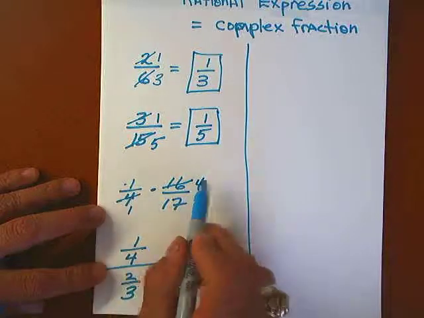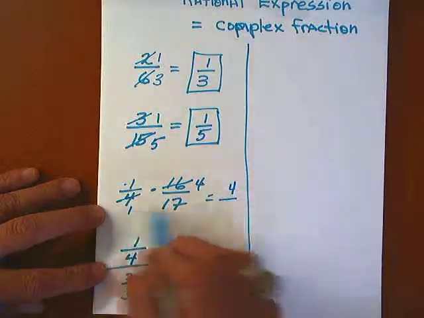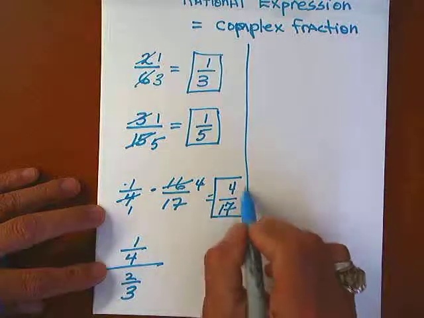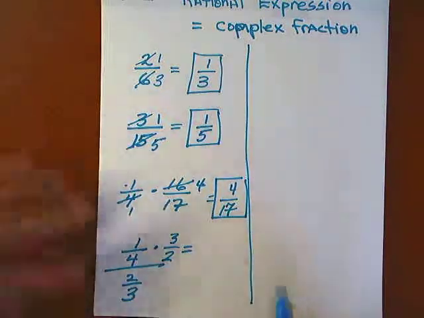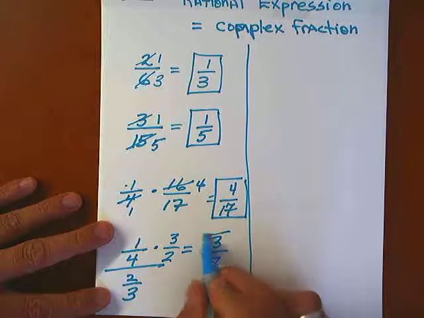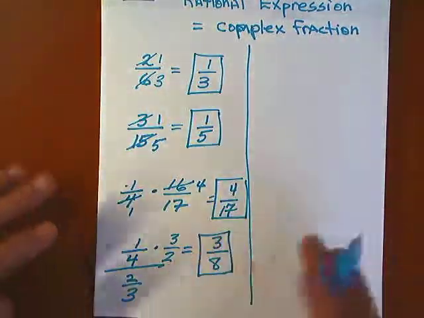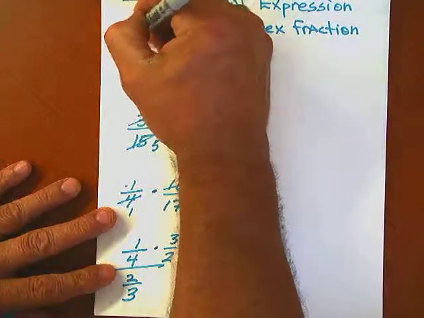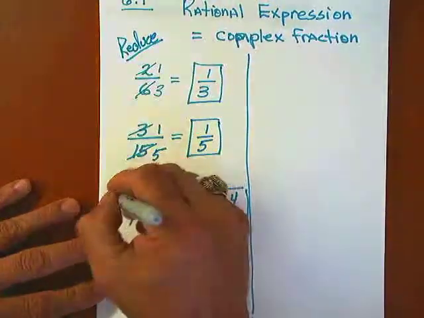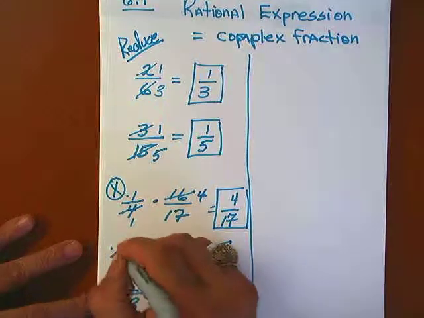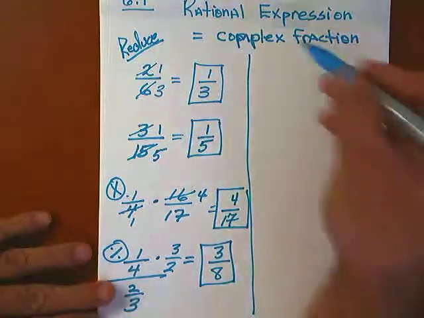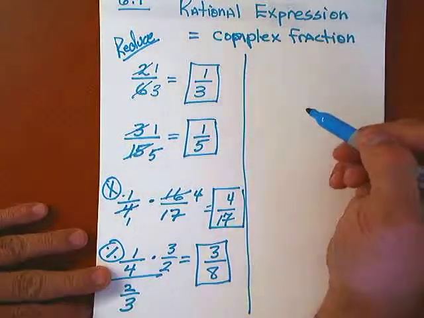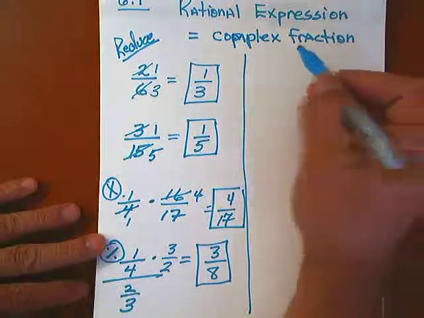Here, 4 will go into 4 one time, 4 will go into 16 4 times. 1 times 4 is 4, and 17 times 1 is 17. And here you multiply by the reciprocal, which is 3/2. And you can't cancel anything, so you just get 3 over 8. These are all basic rules to reduce, multiply and divide with rational expressions, or complex fractions, or basic fractions.